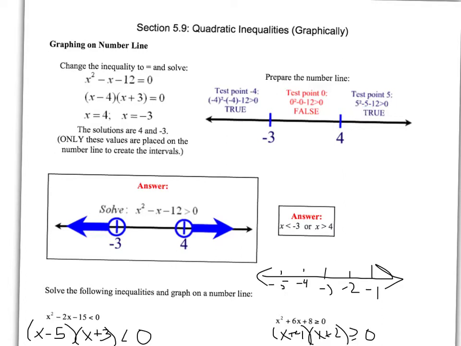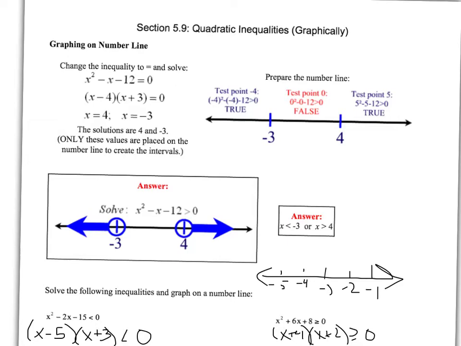They would do a sign tree like yesterday, and then determine which way to shade on a number line. They would draw their number line and determine which way to shade. Now notice that the answer they got in the picture is equivalent to x is less than -3 or x is greater than 4.